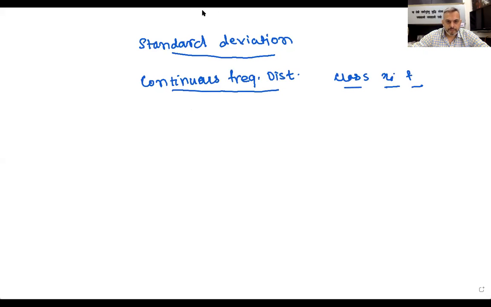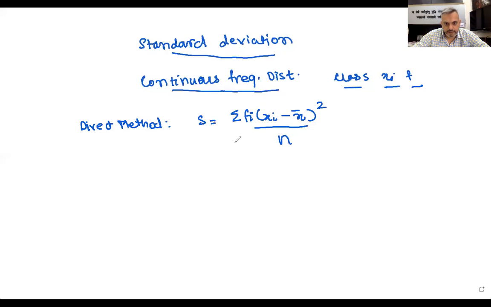Now first let's write the formula for direct method. You also write it once again. Standard deviation is equal to square root of sigma fi (xi minus x bar) the whole square upon n.